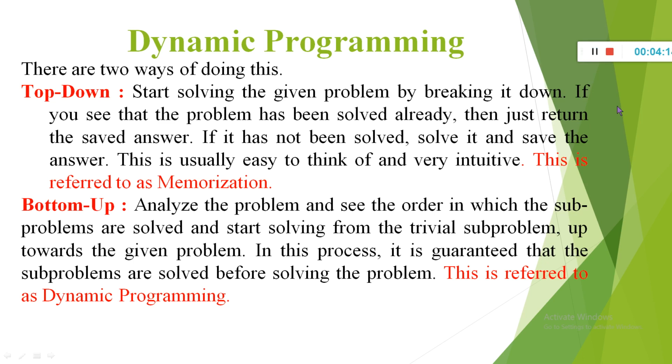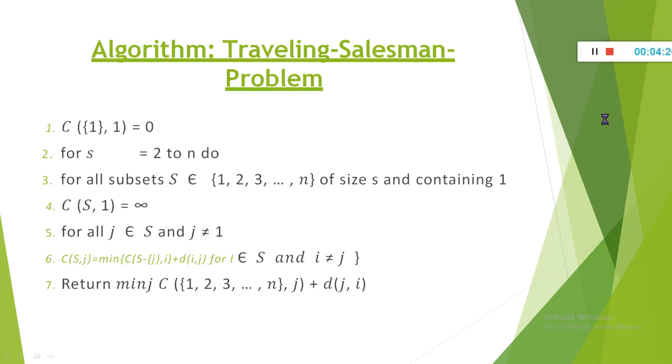Once we know what the traveling salesman problem is, what data structure we are using, and which technique we are using to solve it, we'll go on to the algorithm and how we are going to solve it. In the traveling salesman problem algorithm, the first step is cost of (1,1) is equal to 0. The source to source is equal to 0, and you start with s equal to 2 to n. It will go on repeating. For all subsets of s belonging to {1, 2, 3, ..., n} of size s and containing 1, c of (s, 1) is equal to infinity.